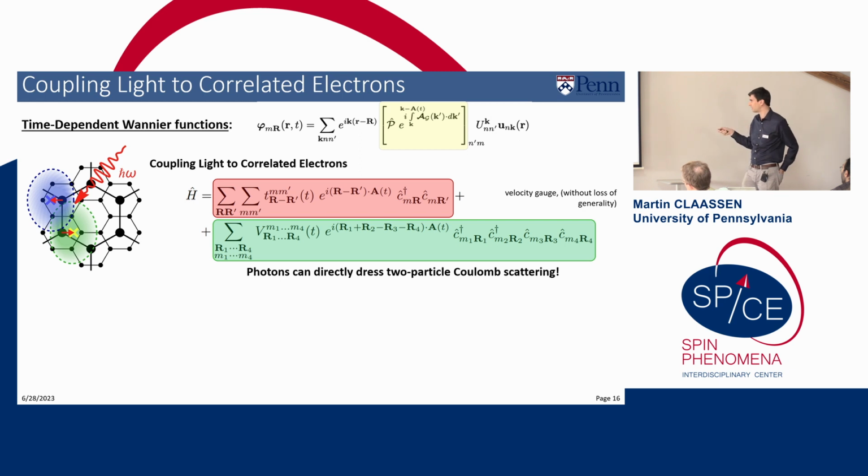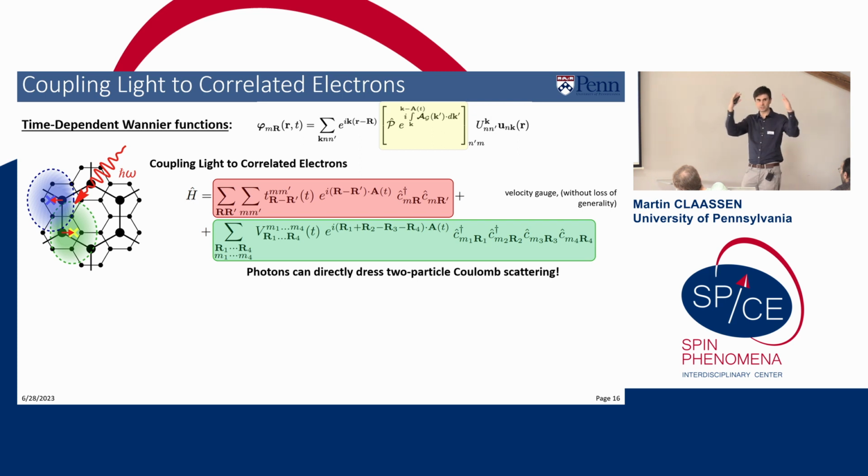If we think about a velocity gauge approach, in addition to a usual Peierls phase for electrons on a lattice, we now need to account for the modification of these orbitals as a modification of the Coulomb matrix elements that the electrons effectively feel at low energies. So what we're really doing in an interacting electron problem is we're dressing the Coulomb interaction vertex using photons.